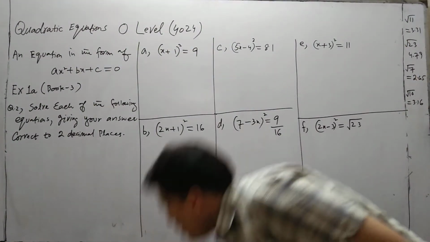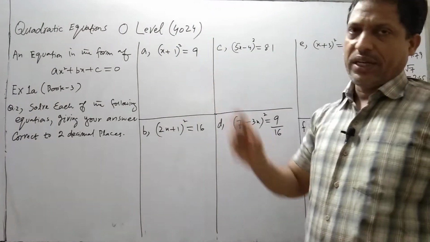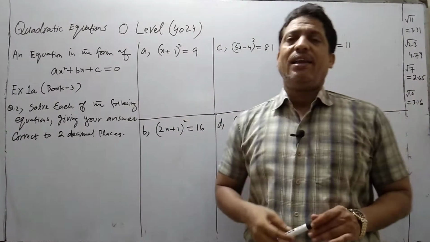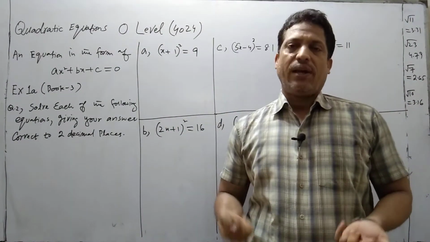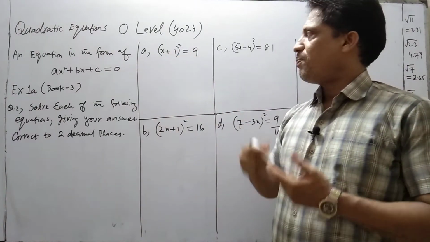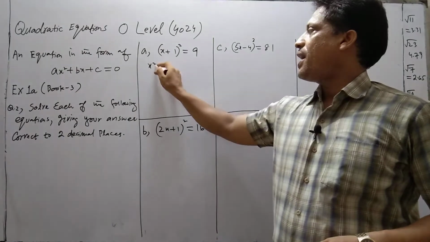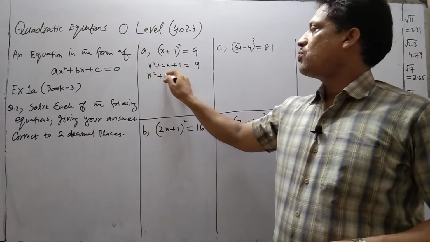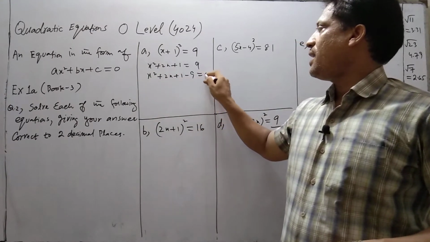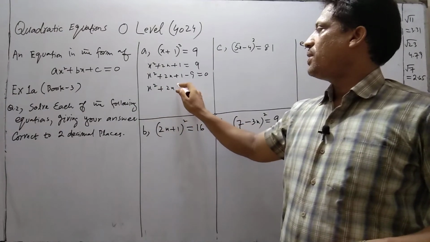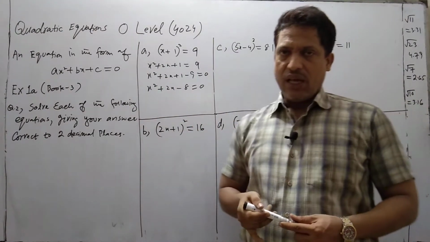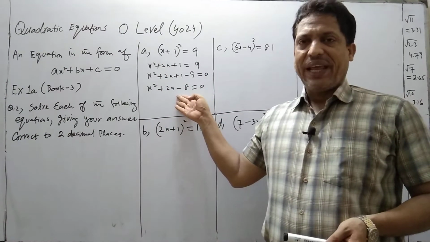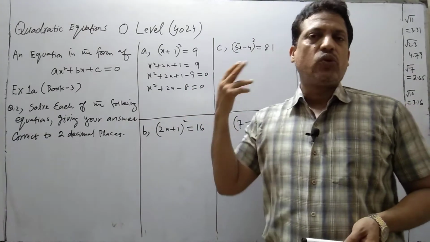Now, this equation is quadratic equation. Why? If you expand this equation with the help of a plus b whole square formula, you will get x square plus 2x plus 1 is equals to 9. Then x square plus 2x plus 1 minus 9 is equals to 0. Then x square plus 2x minus 8 is equals to 0. This is a quadratic equation. Now apply the middle term break method to get two values of x.